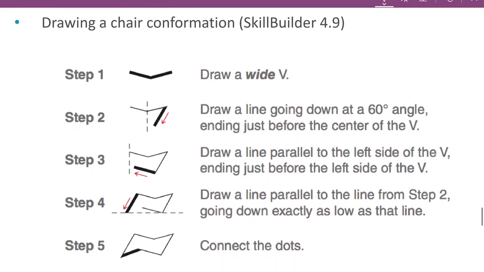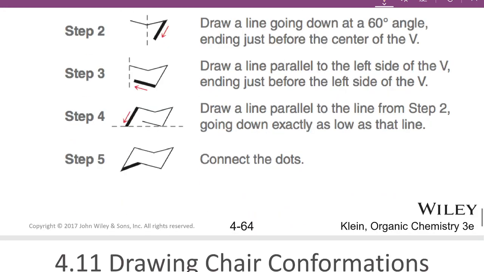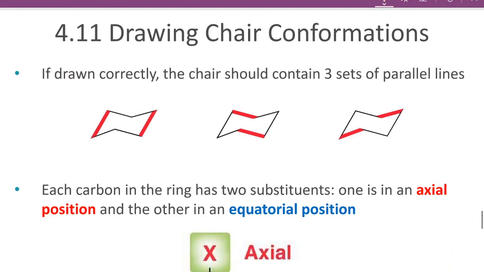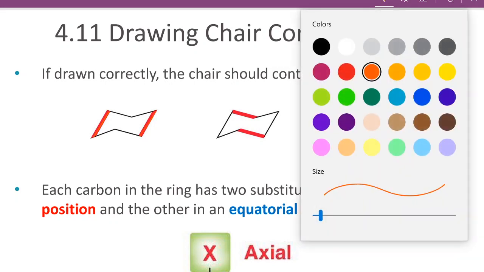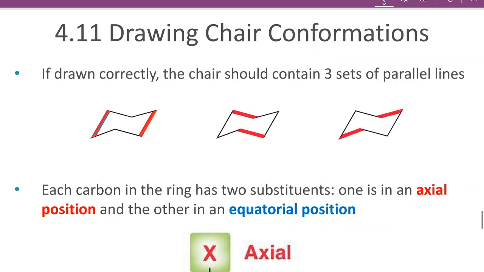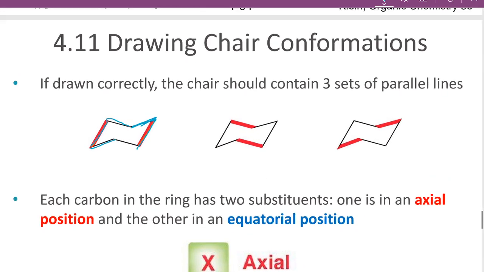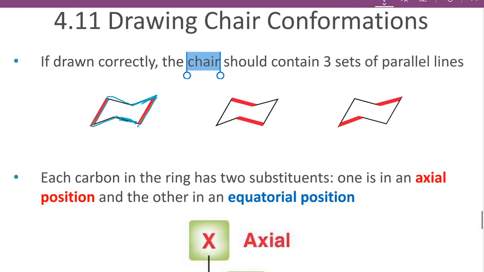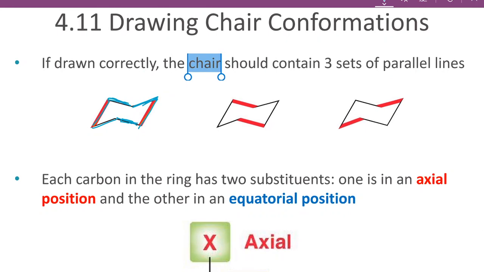So to draw a chair conformation for cyclohexane, let's just go to the next slide. We draw two parallel lines pointing up, okay, and then two parallel lines like this, and then two parallel lines pointing with a negative slope, okay?